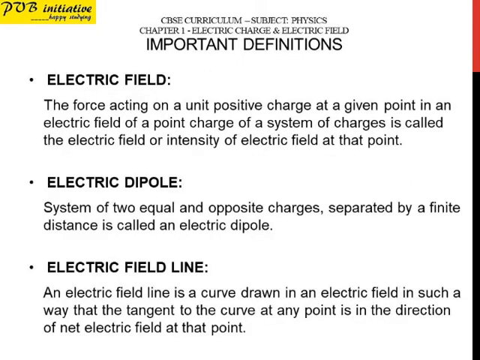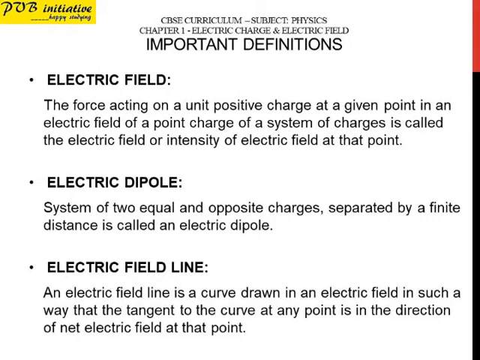Next slide. What is electric field? The force acting on a unit positive charge at a given point in an electric field of a point charge or of a system of charges is called the electric field or intensity of electric field at that point. What is an electric dipole? A system of two equal and opposite charges, separated by a finite distance, is called an electric dipole.